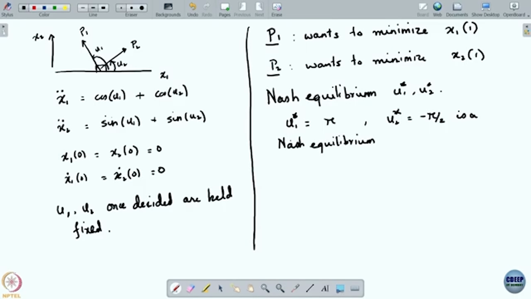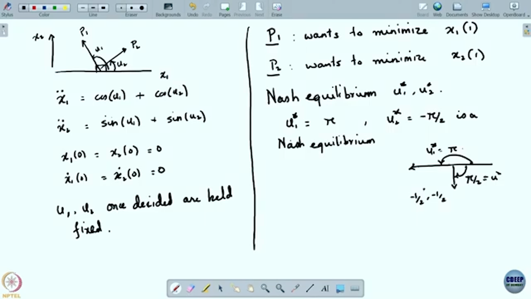Yeah. So where does the block end up? The block ends up here. So U1 is pi, U2 is minus pi by 2, or in short, this is U2 minus U1 star, U2 star, and you can check that the block will end up at minus half, minus half.